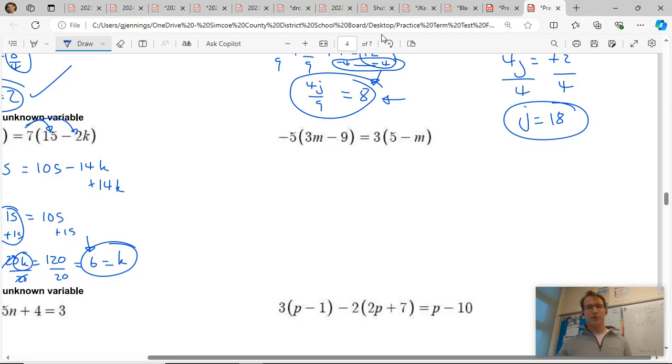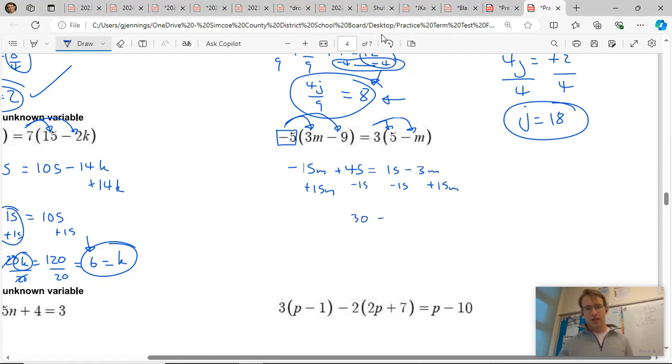Over here, we've got a negative number that we want to distribute in. So that's going to be negative 15m. Negative 5 times negative 9 is positive 45. Common error, watch out for that, is equal to 15 minus 3m. Don't forget to distribute both sides. We're going to add 15m to both sides, and subtract 15 from both sides.